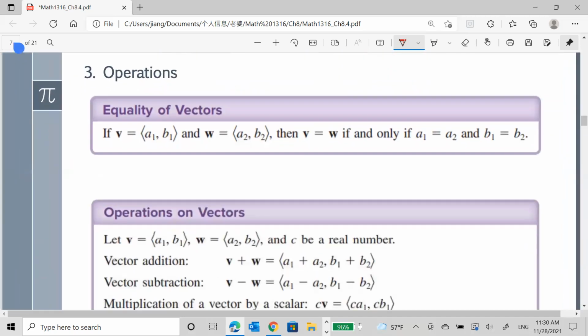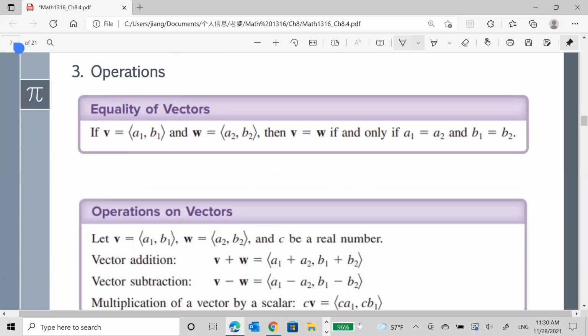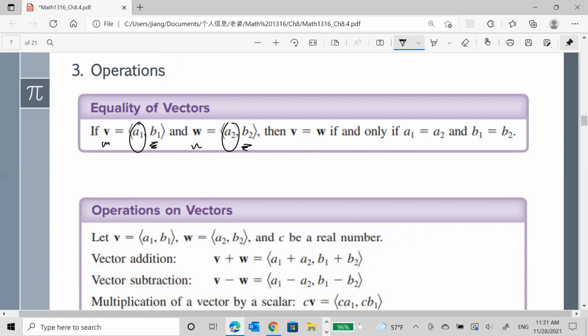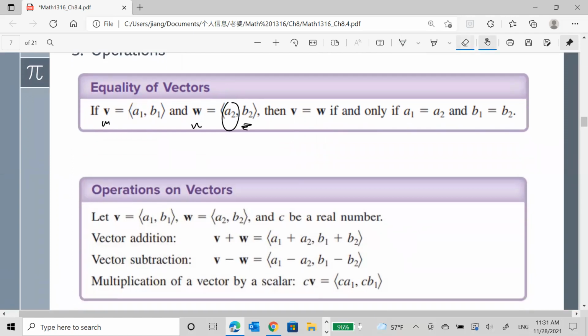Okay, next one, operations. If v is a1, b1, and w is a2, b2, then v equals w if and only if a1 equals a2 and b1 equals b2. That means if I have two vectors that are the same, the a part must be the same, and the b part must be the same.